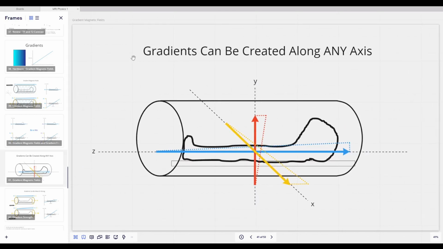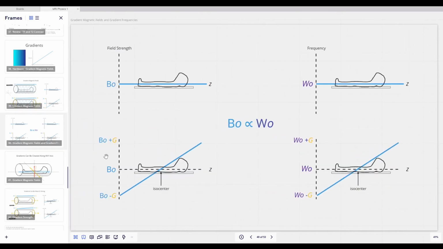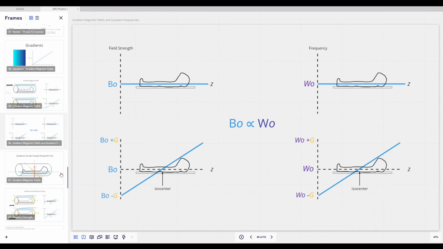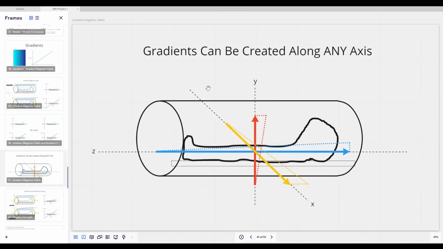Now, these gradients can be created along any axis. So I've diagrammed this, up until now, as just in this one direction. But realistically, you can take those coils and put them in any orientation you want. Okay, so it's not just one gradient. We actually use a lot of different gradients with MRI. And so you can induce changes across the patient in your magnetic field and in your frequency by applying these gradients in different directions. Okay, so our initial one, we showed what happens if we apply it in the blue direction, the longitudinal direction, right, by having our coils here and here.